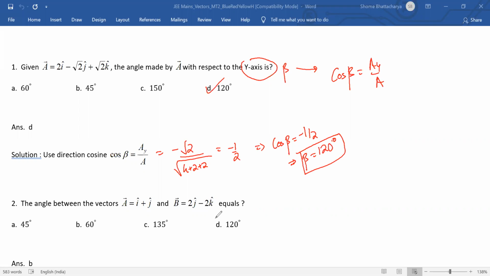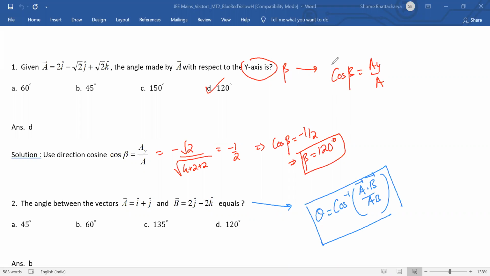Then similarly, the second question is very easy, so I'm not going to get fully into this. In the second question, you make use of dot product, that theta is cos inverse of A dot B divided by AB. Use this formula always for finding the angle between two vectors. Whereas this was the formula for direction cosine with respect to y-axis. So these two are more or less formula based questions. So any doubt in these two questions, please let me know. Otherwise I'm moving on to the next.